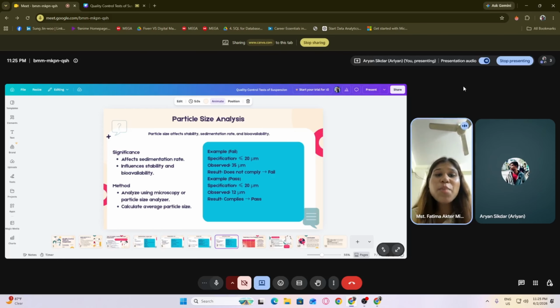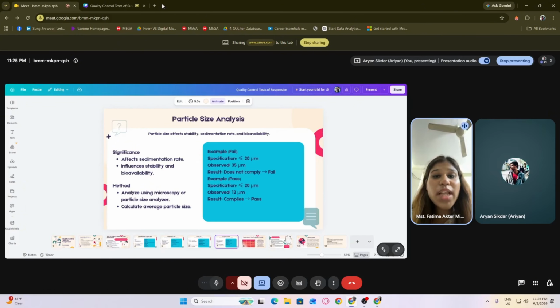First, let's talk about particle size analysis. Particle size is very important because it affects the settling rate, stability, and bioavailability of a suspension. We can measure particle size using a microscope or a particle size analyzer. After measuring, we compare the result with the required specification. If the particle size is within the limit, the product passes the test. If it is above the limit, it fails.